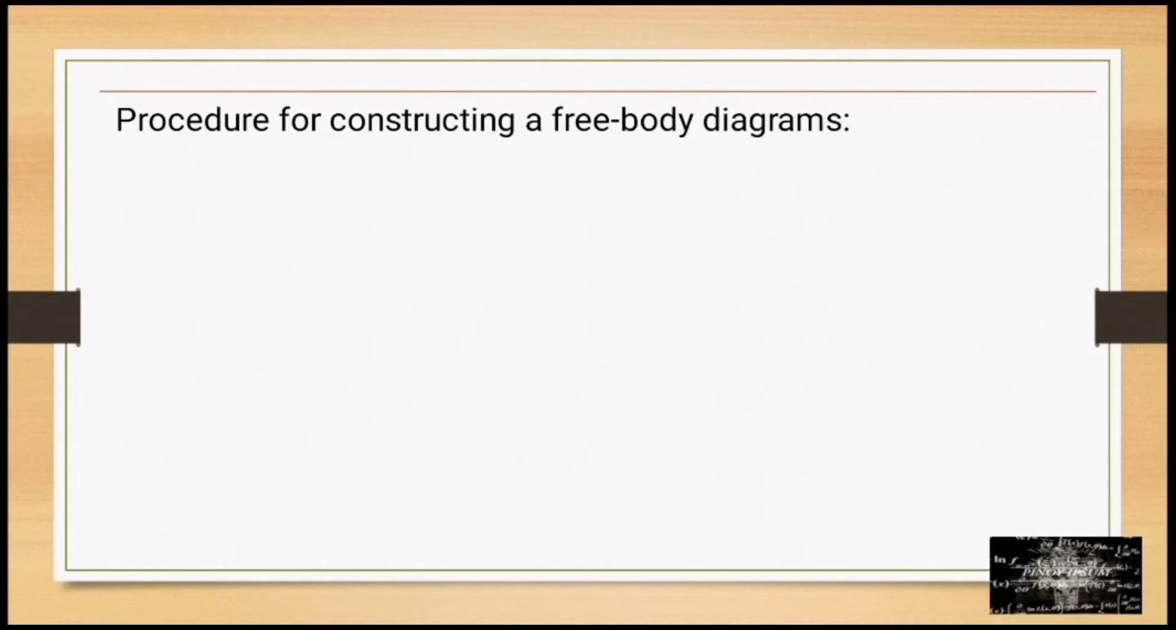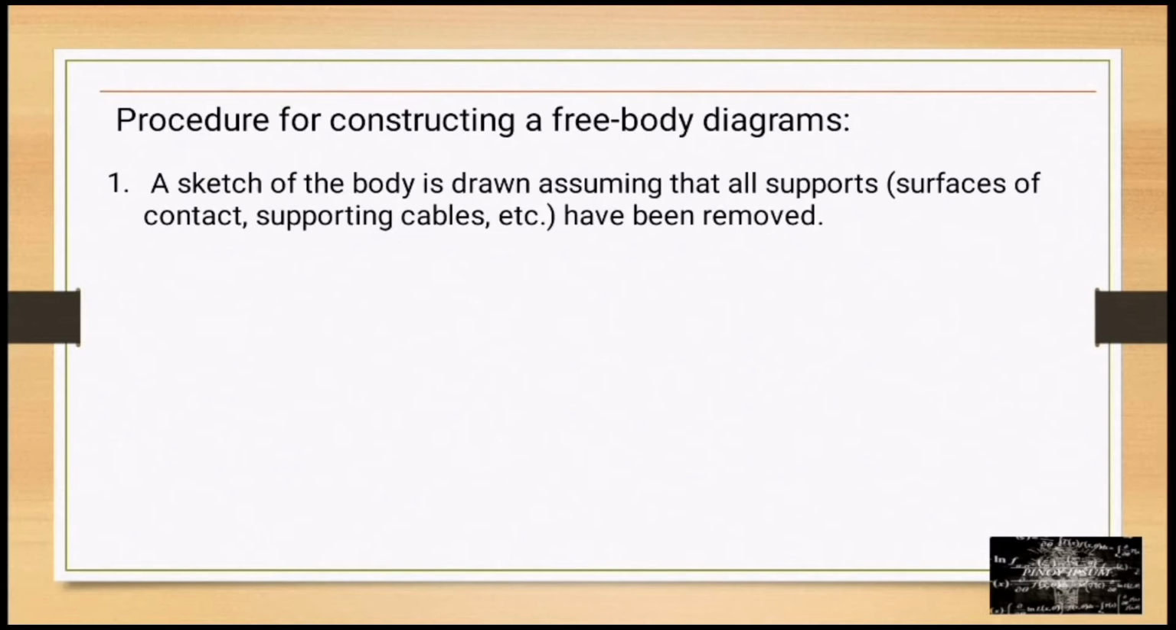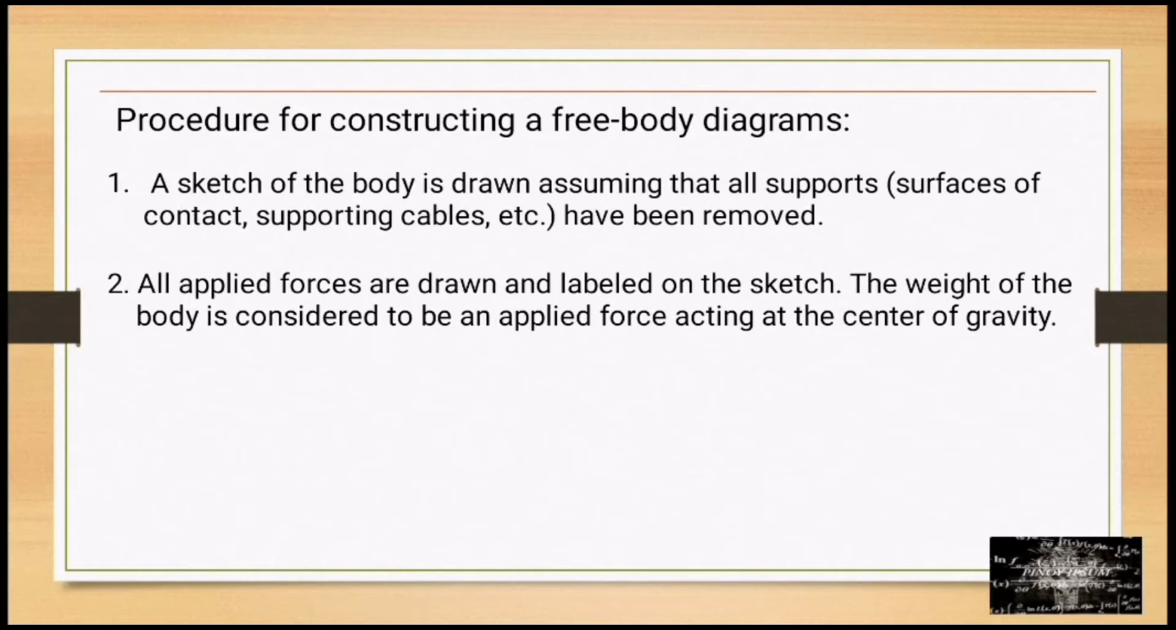Procedure for constructing a free body diagram. Number 1, a sketch of the body is drawn, assuming that all supports, surfaces of contact, supporting cables, etc. have been removed. Number 2, all applied forces are drawn and labeled on the sketch. The weight of the body is considered to be an applied force acting at the center of gravity.